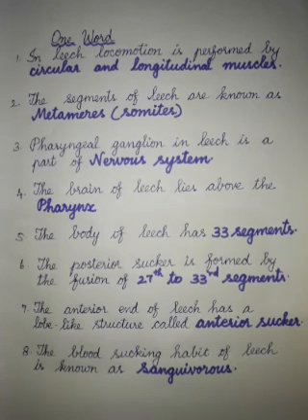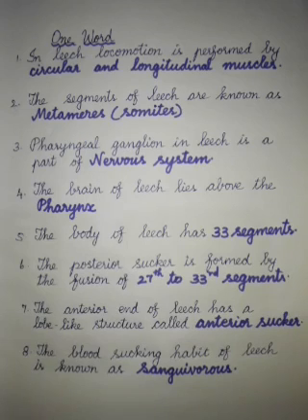The segments of leech are known as metameres. We say the segments of leech as metameres or somites. Pharyngeal ganglion in leech is a part of nervous system. Ganglion is a part of the brain, the nervous system. The brain of leech lies above the pharynx. The body of leech has 33 segments.